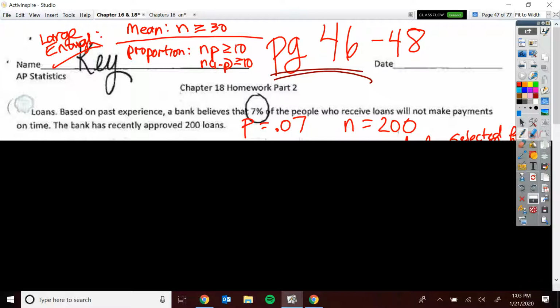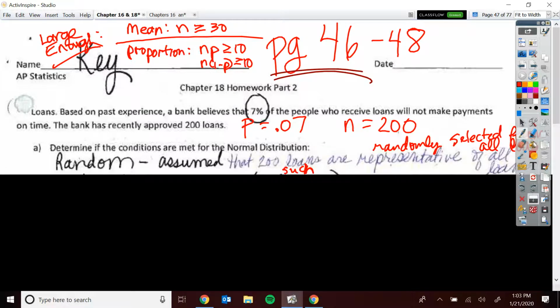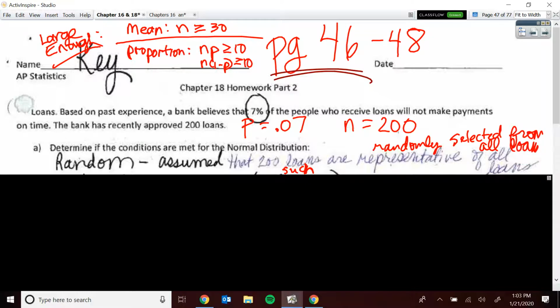Now here comes the conditions. They ask us to check these. Sometimes these are called assumptions because we don't know them for sure. We're assuming these to be true, and upon them being true, we can do normal model math. So here we go. You have to write the word out, random, not just R-I-L, and use context. Random: I'm going to assume these 200 loans are randomly selected from all loans.